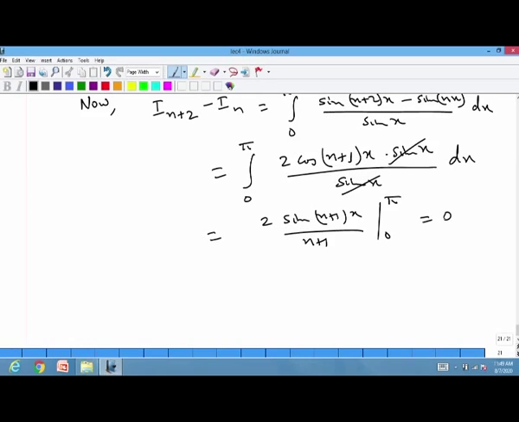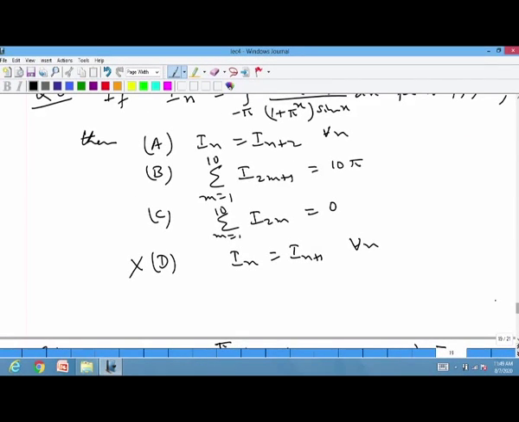which is equal to 0 because sine at any integer multiple of pi is 0. So, therefore, I_{n+2} is equal to I_n for all n. So, that is option A is correct.